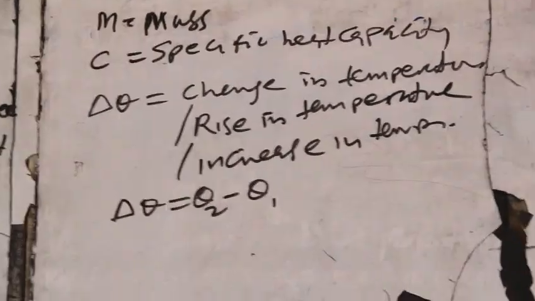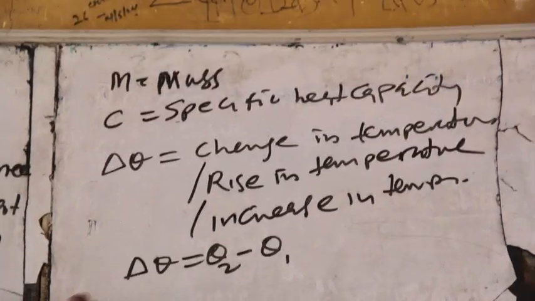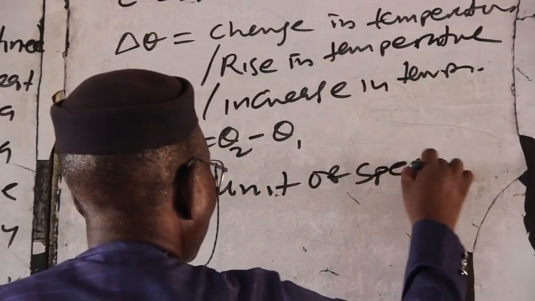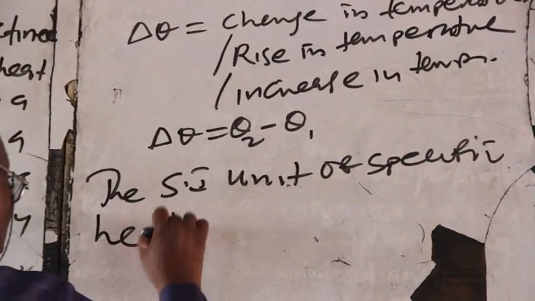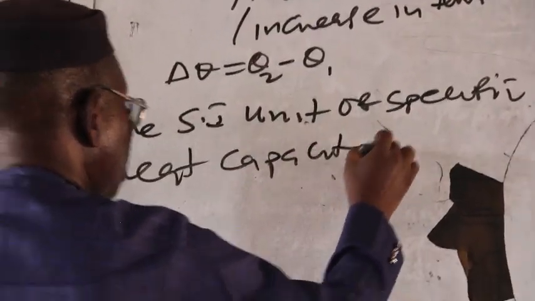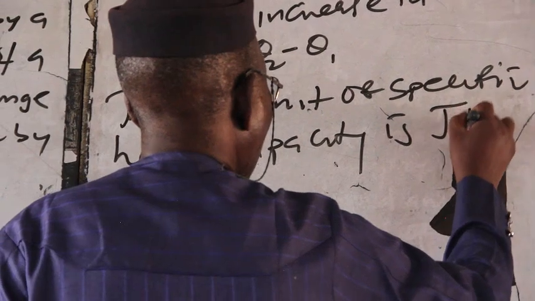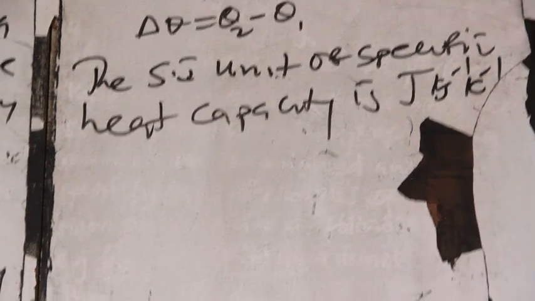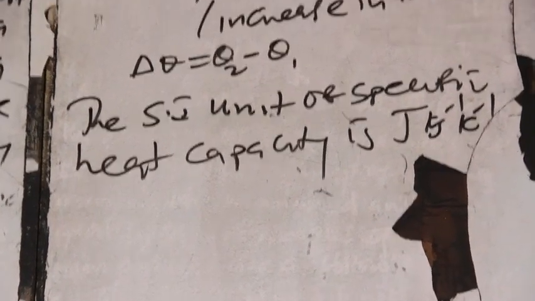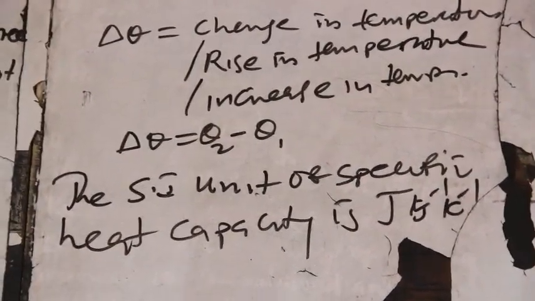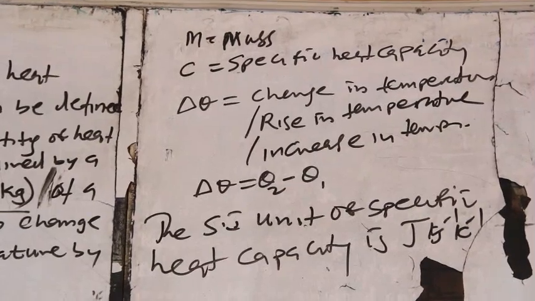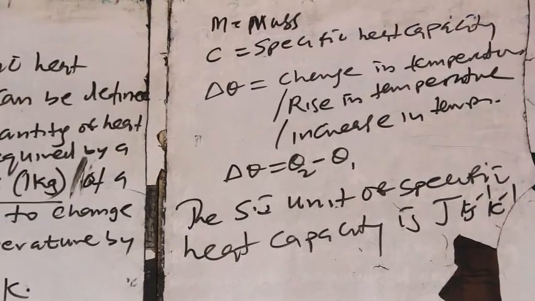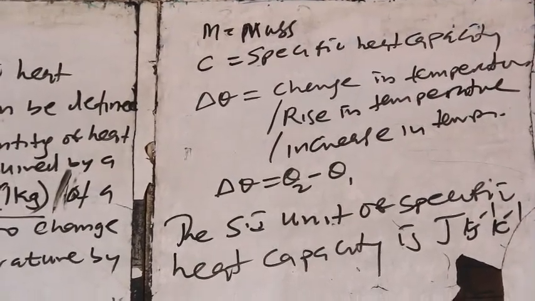The SI unit of specific heat capacity is joule per kilogram per Kelvin. Joules per kilogram per Kelvin. Please take note of all this. Joule per kilogram per Kelvin. Do you know that specific capacity is a property of substance? Specific capacity is a property of substance.